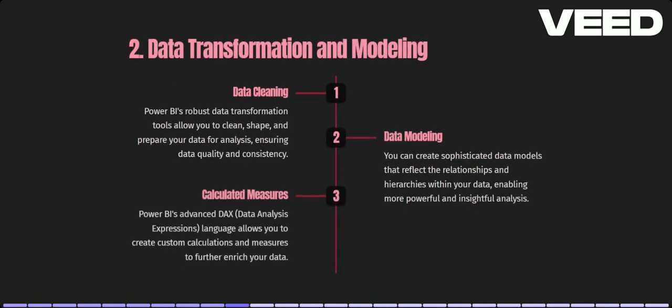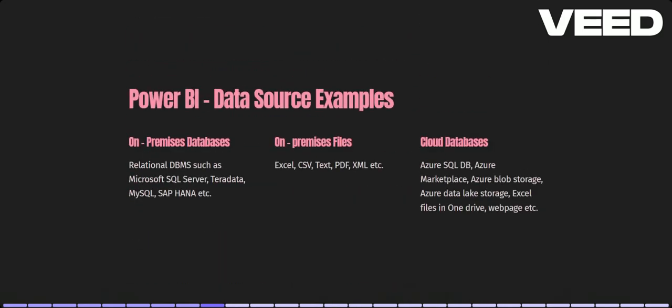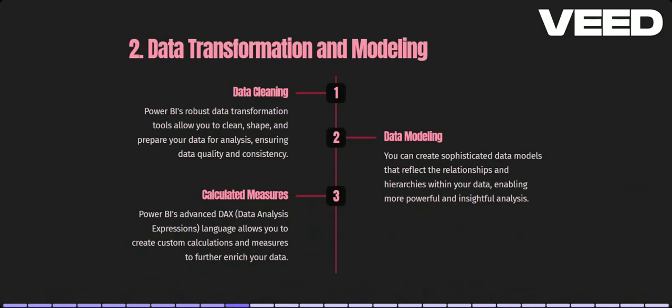So the next thing we have to understand is, now that data sources and connection are done and we have got data from the Excel file, we can load the data directly into the desktop, or we can transform the data. For that, the second step is data transformation and modeling. Data transformation is much needed. Data cleaning comes under data transformation, and then modeling, and then calculated measures.